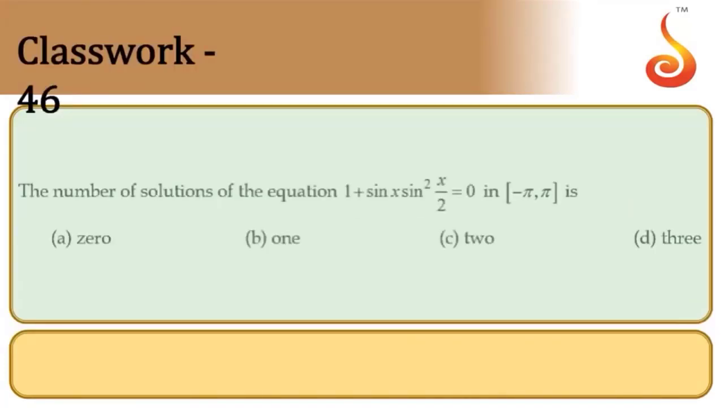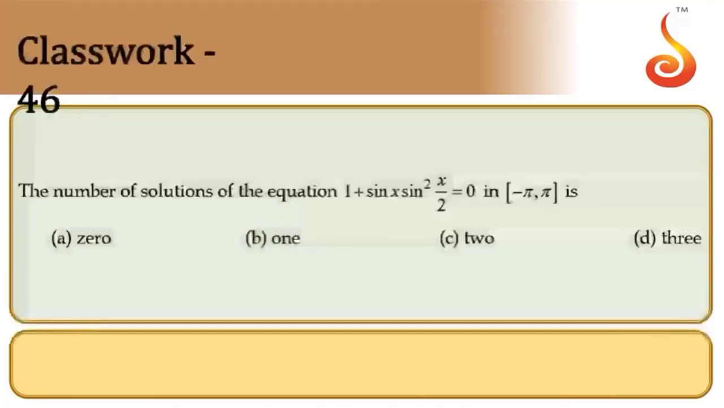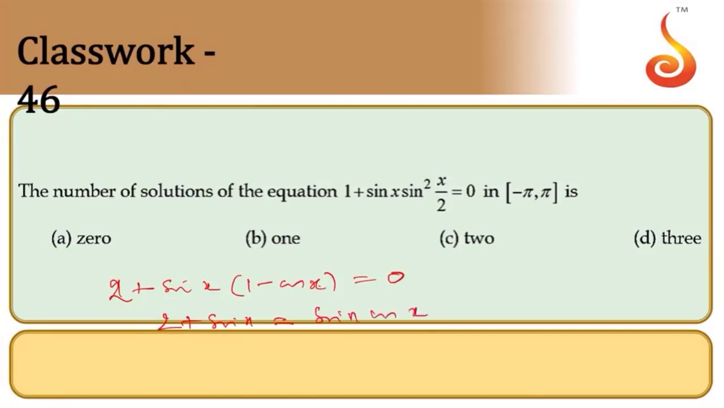So let me take up the next one. The number of solutions for this one, in the same way. So when I multiply by 2 here and simplify, this can be written as 1 plus sine x multiplied by, when I multiply 2 here and 2 times sine x, 2 sine square x is nothing but 1 minus cos x. 1 minus cos x equals 0. And therefore, 2 plus sine x equals sine x multiplied by cos x.